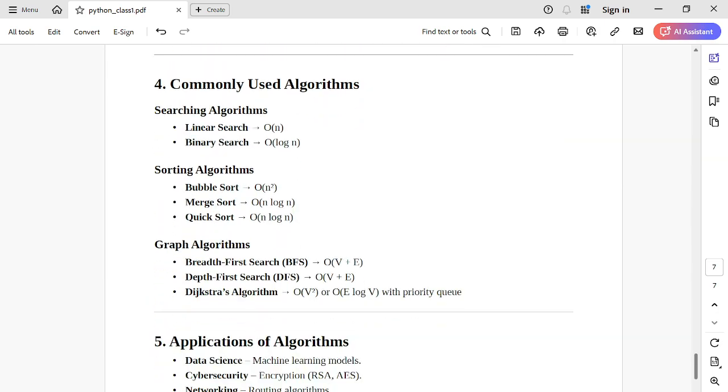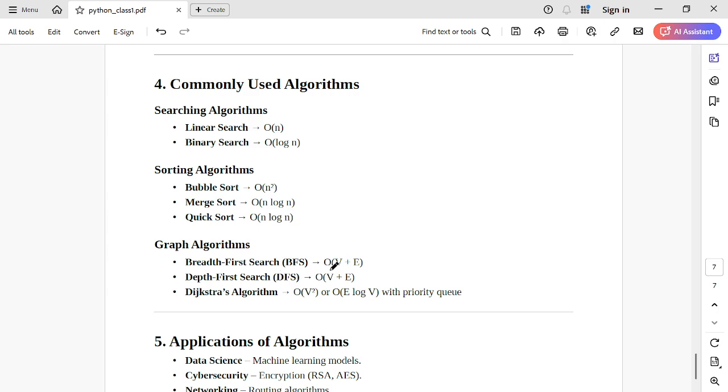Next, we will see the commonly used algorithms. First is searching algorithms. First type, linear search, big O of n, and binary search, big O of log n. So compared to big O of n, big O of log n has less time complexity. It is efficient. The time complexity is efficient for binary search. Next come sorting algorithms. Bubble sort, big O of n squared, merge sort, big O of n log n, quick sort, big O of n log n, and graph algorithms.